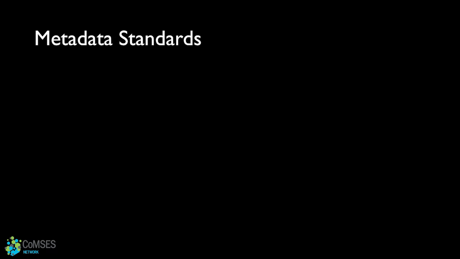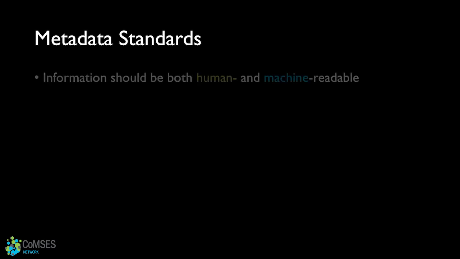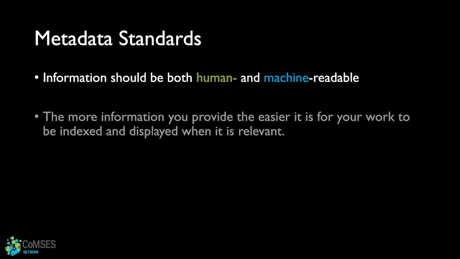All of this information should be human readable, but also machines should be able to use it to produce useful search results. And metadata standards help ensure the information is available for both. There are different standards, and the archive you choose may guide you through the creation of metadata for your software. Not every field needs to be completed, or can be completed in some cases, but the more information is provided, the easier it is for people and machines to categorize your work and display it when it is relevant.